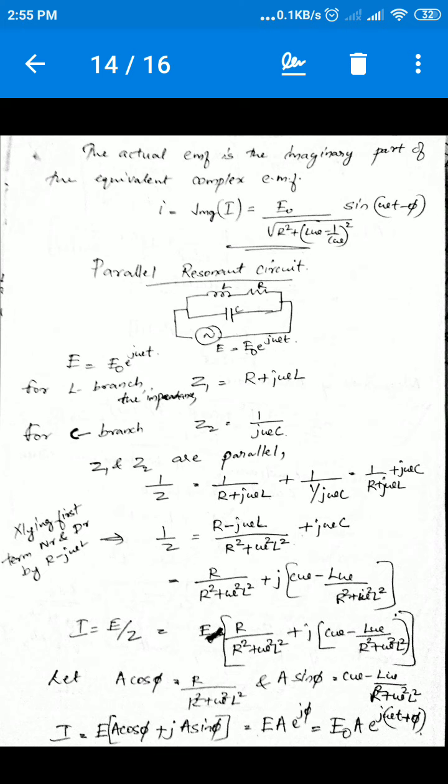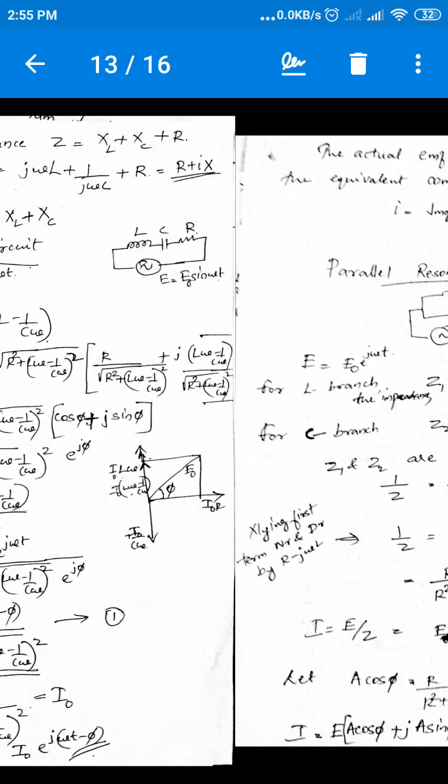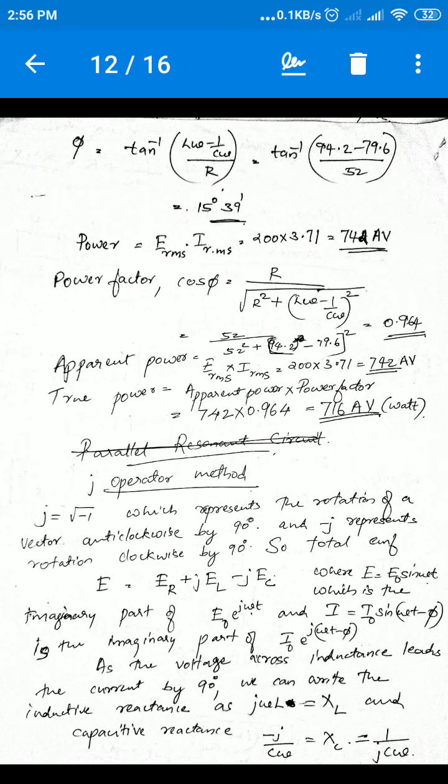So the value of I we have found out, the value of phi we have found out, and the value of E we have found out. These three values are the only aim to find from the series LCR circuit. So we have used the j operator method to find out the value of phi, E and the total current, the total EMF. Phi is the phase angle.